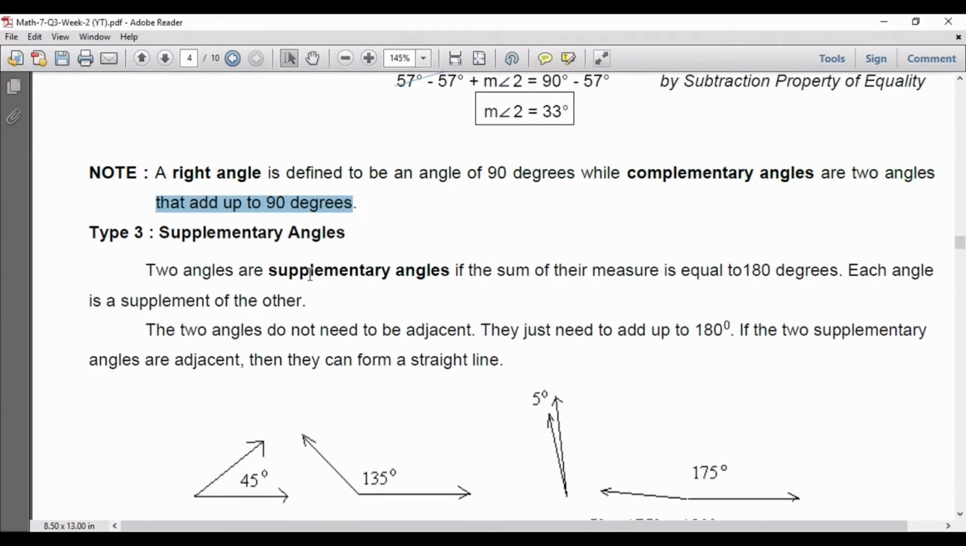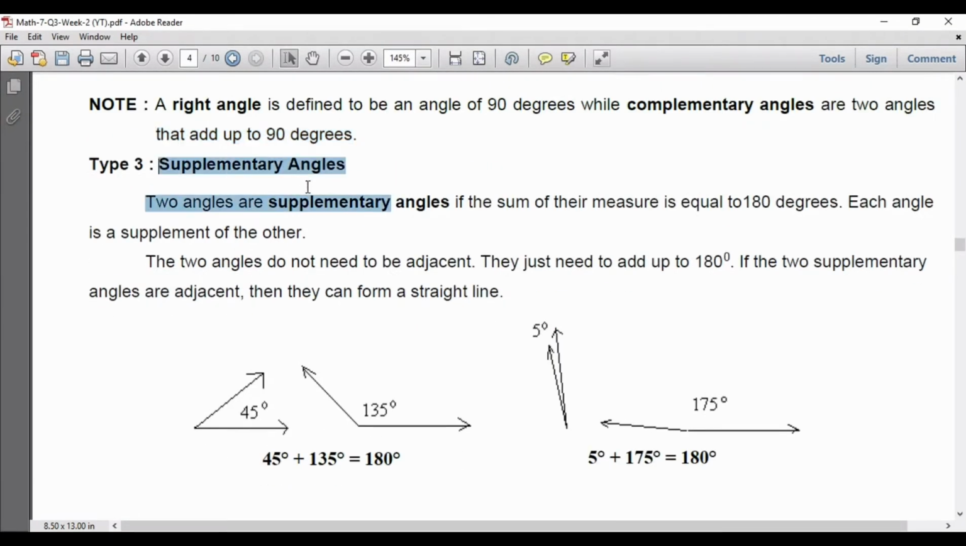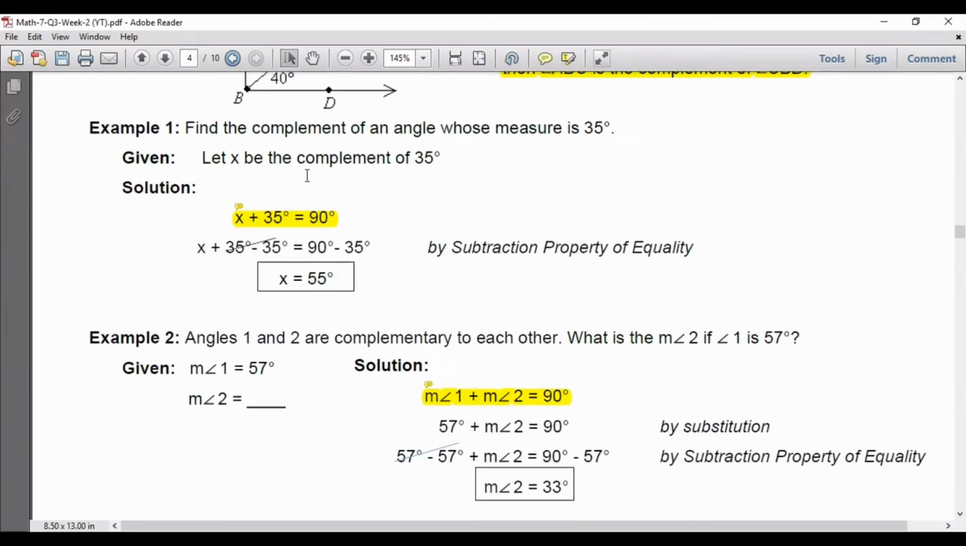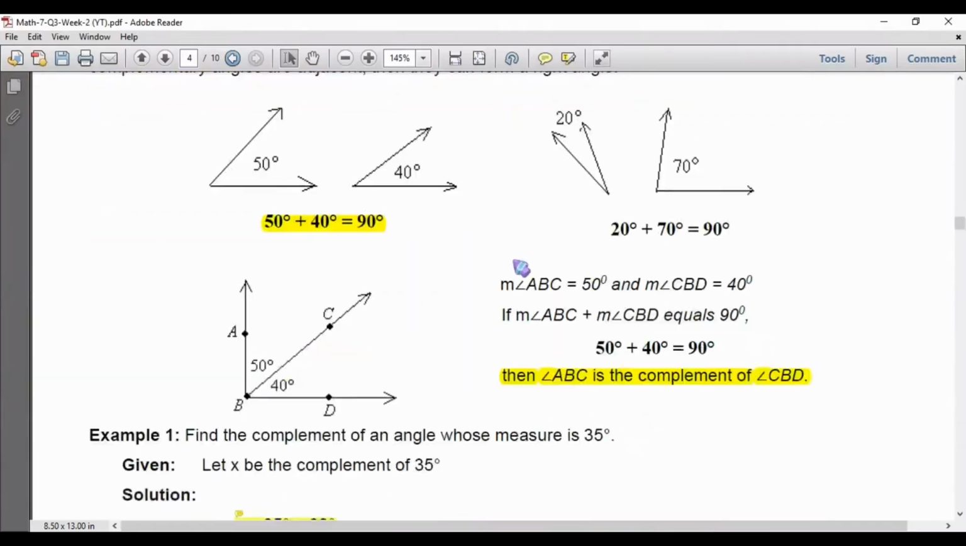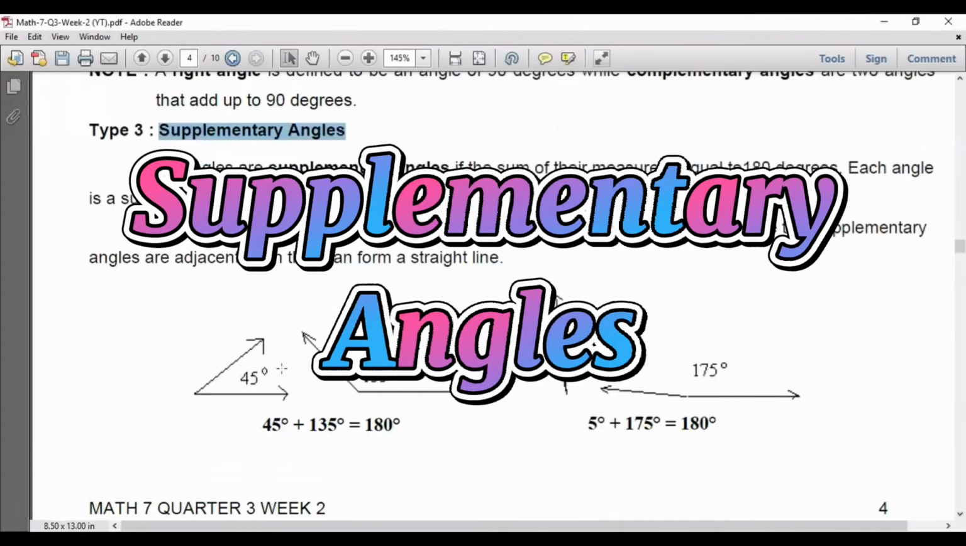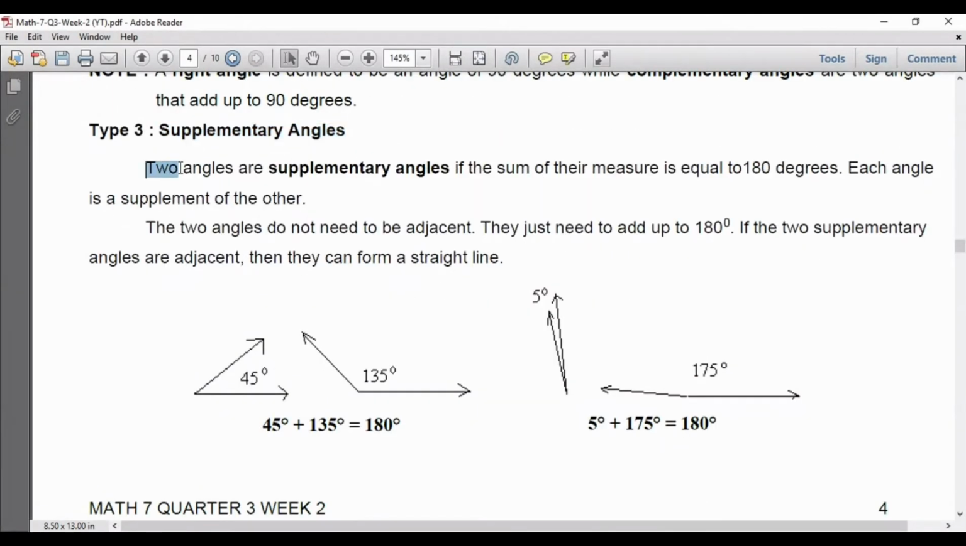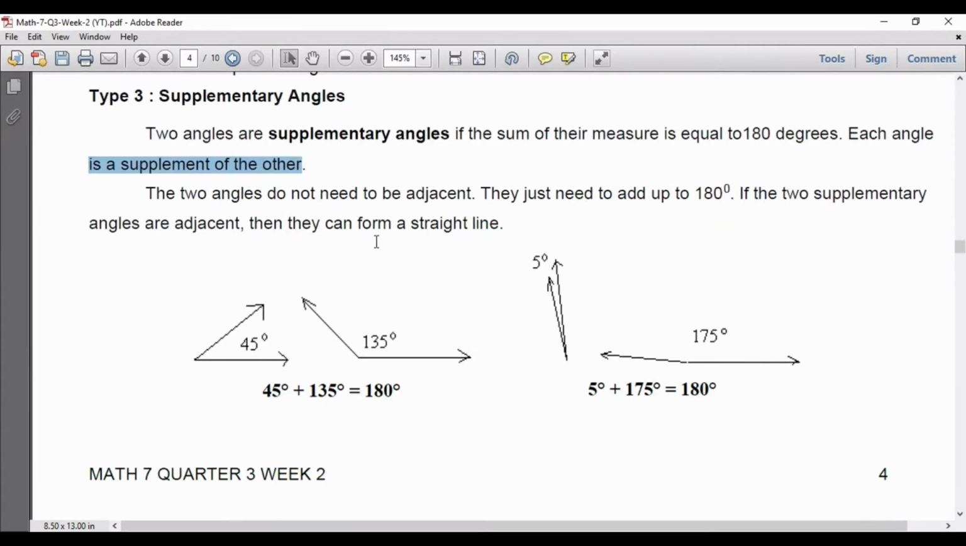So let's now proceed to supplementary angles, another type of linear pair. If complementary angles have a sum equal to 90 degrees, how about supplementary angles? Supplementary angles are again two angles, and the sum of those angles is equal to 180 degrees. This time it's 180 degrees. Each angle is a supplement of the other, so they are supplements to each other.